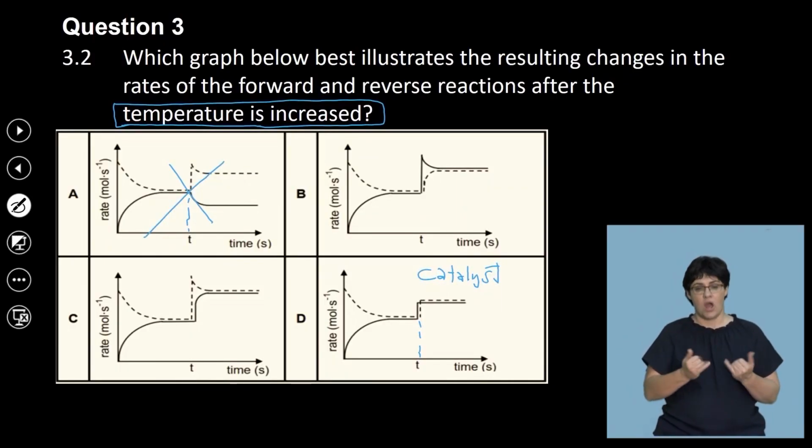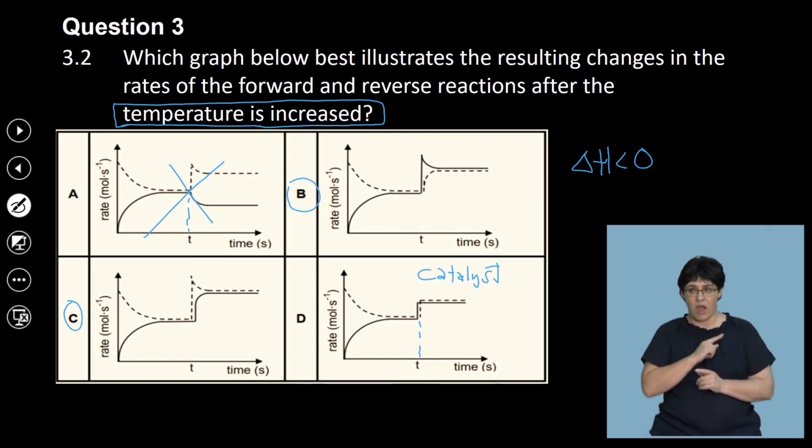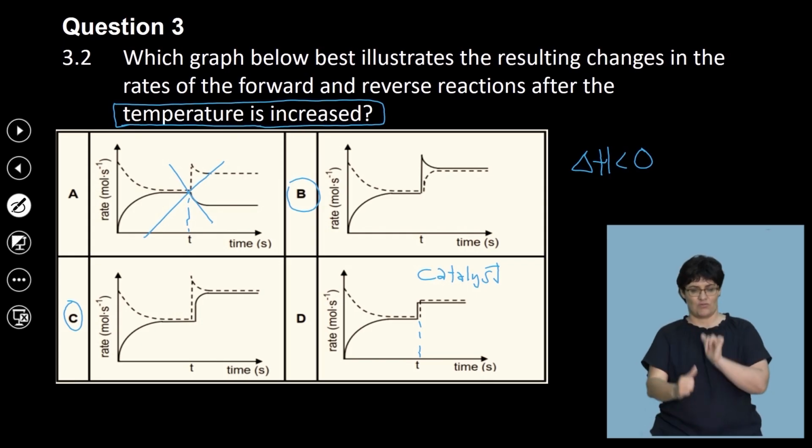Now we are left with option C and option B, right? Now, we need to go back. We know that the forward reaction is exothermic. The enthalpy change of the forward reaction is negative, right? And then for the reverse, it is positive, okay? So increasing temperature will favor the reverse reaction, okay?